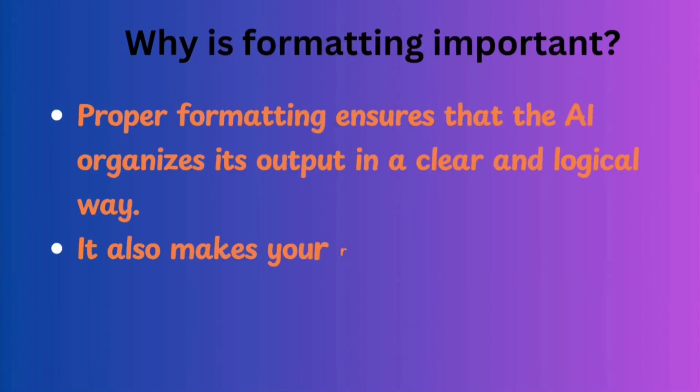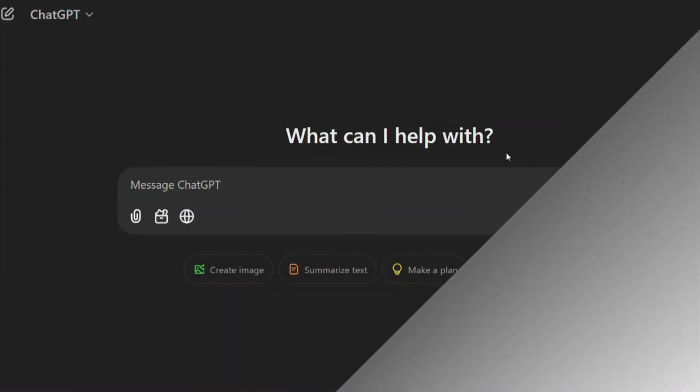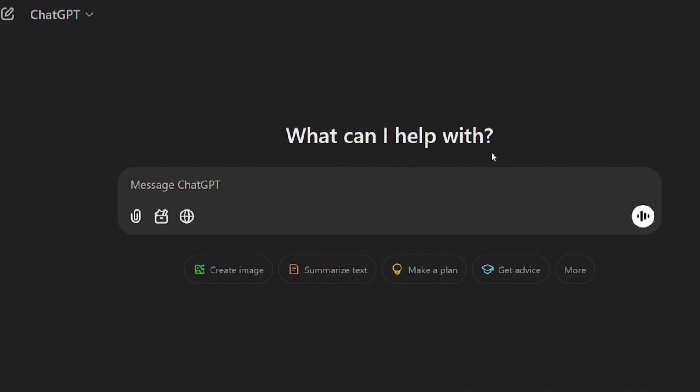So let's move ahead. Now that we have covered the key principles of clarity, specificity, and context, let's look at how formatting can help structure your prompts for better AI response. So why is formatting important? Proper formatting ensures that the AI organizes its output in a clear and logical way. It also makes your request easier to follow, especially for tasks that involve multiple steps or detailed outputs. Let us now have a better understanding of formatting techniques with some practical examples. The first one is use keywords for clarity. Words like list, describe, or summarize help define the structure of the response.